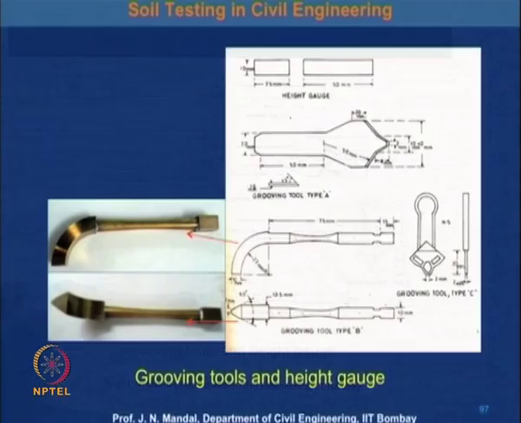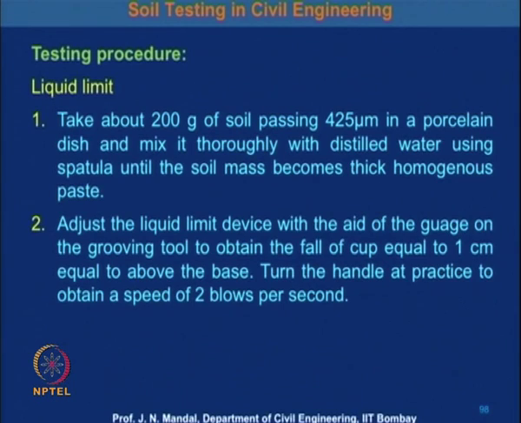This way you can process for the liquid limit, and the procedure is that you take about 200 gram of the soil which is passing through 425 micron in a porcelain dish and mix it thoroughly with the distilled water using the spatula until the soil mass becomes a thick homogeneous paste.